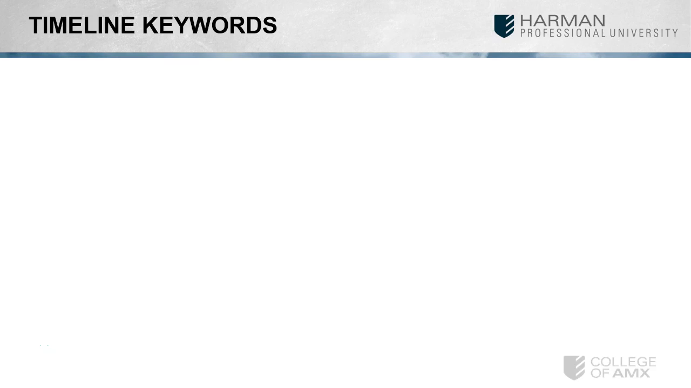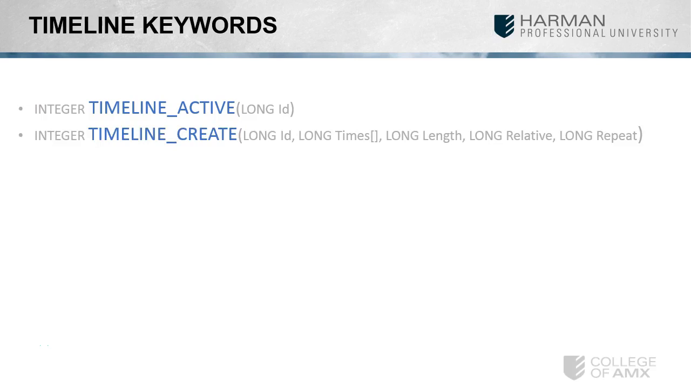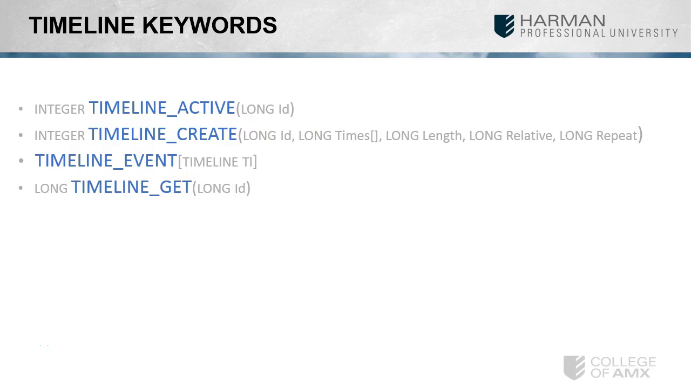The Netlink's language supports the following timeline keywords. Timeline active. This function is used to determine if a timeline has been created. If the timeline is not active, this function returns 0. Timeline create creates an initial timeline and specifies the attributes of the timeline. Timeline event. These events are generated when a timeline's internal timer is equal to one of the specified times in the times array.